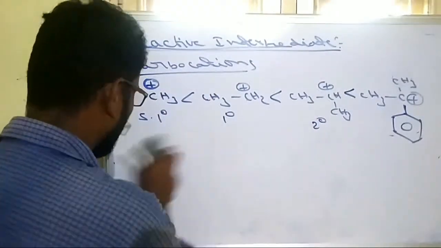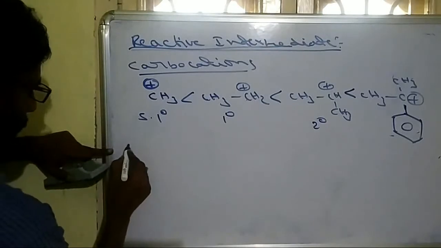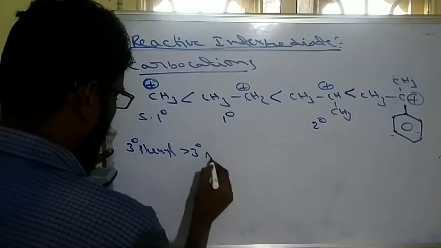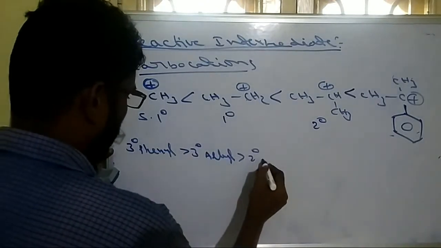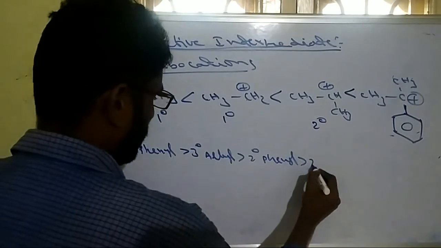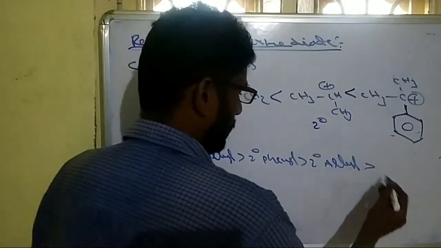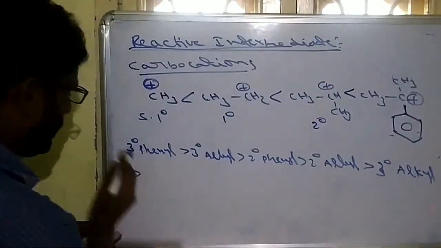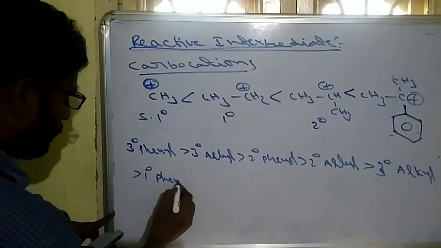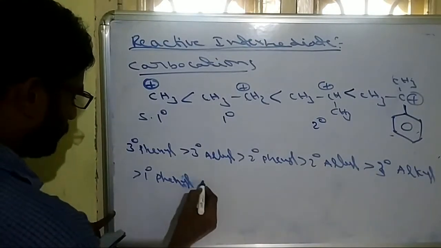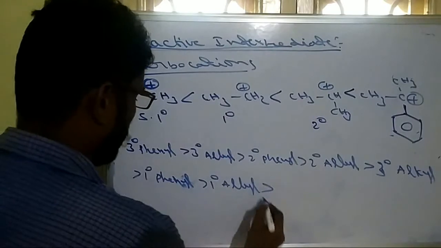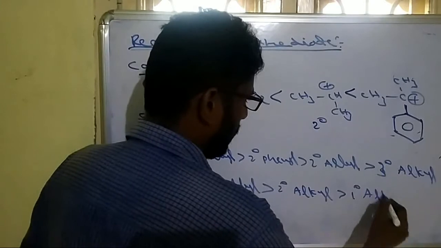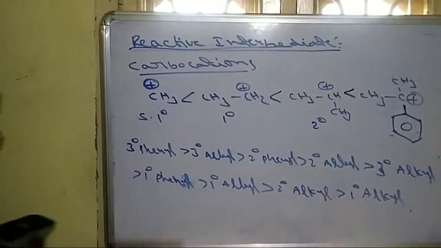The final order will give the stability of the carbocation: tertiary phenyl greater than tertiary allyl greater than secondary phenyl greater than secondary allyl greater than tertiary alkyl greater than primary phenyl greater than primary allyl greater than secondary alkyl greater than primary alkyl. So this is the stability of carbocations.